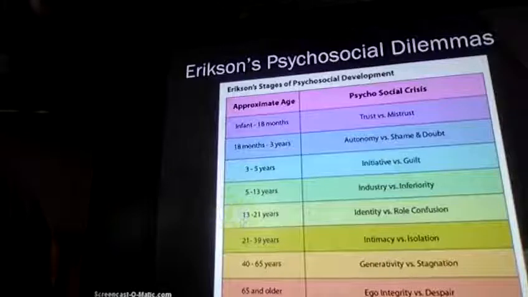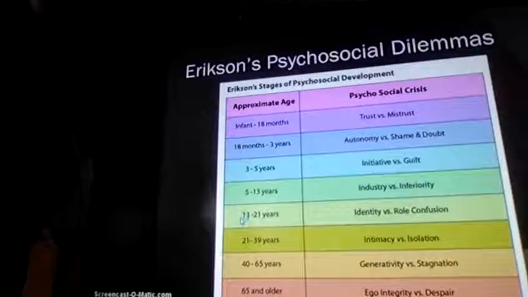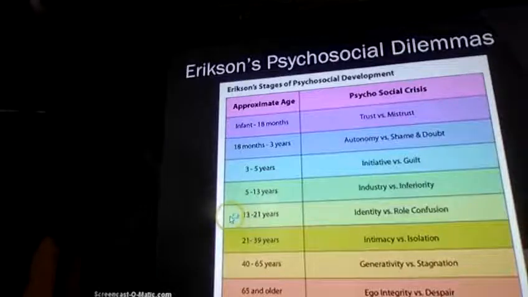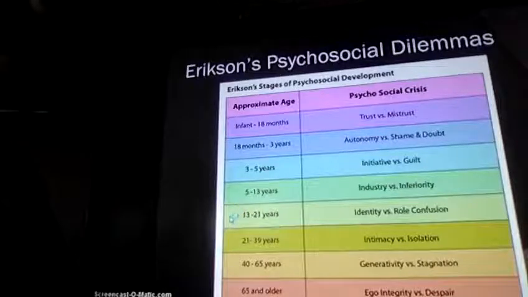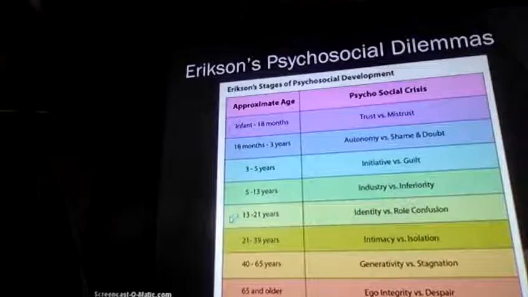Starting with adolescence, between the ages of 13 and 21, some of you might still be considered in that age group. One of the biggest crises you might be focusing on is identity versus role confusion. It's the need to establish a personal identity. It's the need to answer the question, who am I?